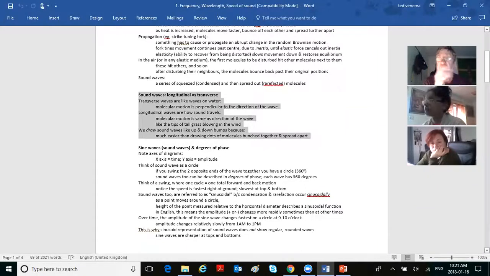Sound waves, longitudinal versus transverse. Transverse waves are like waves of water. In other words, the molecular motion is perpendicular to the direction of the wave. The wave is going up and down, and the wave is also moving this way. So the wave is going toward the shore, but the up and down movement of the wave is perpendicular to the direction. Okay?